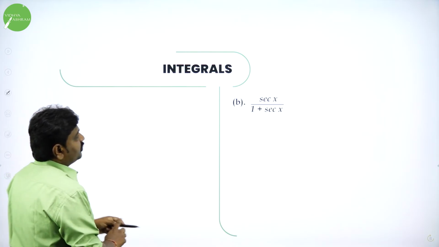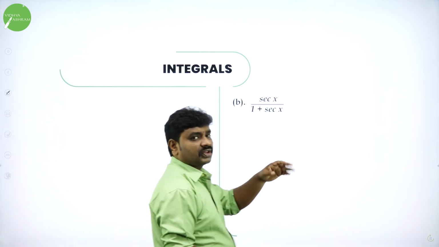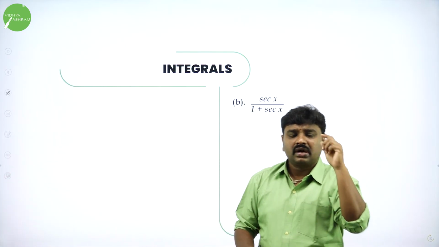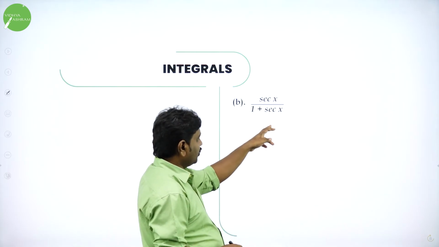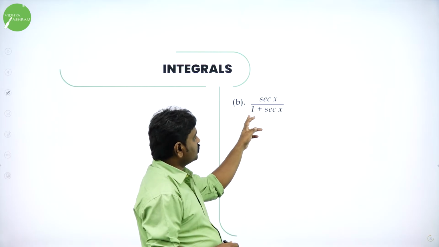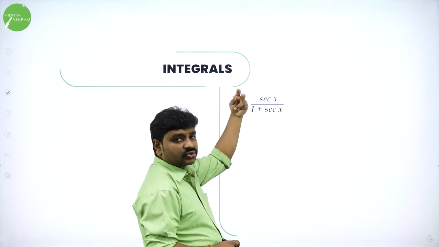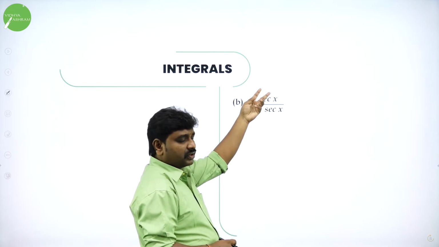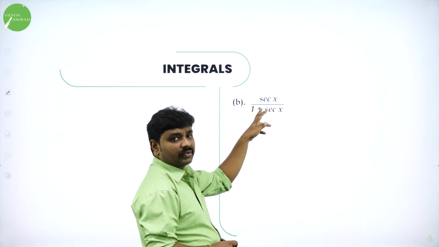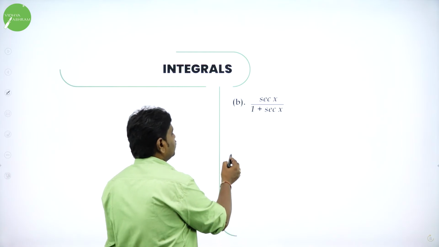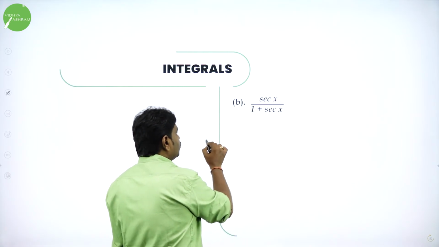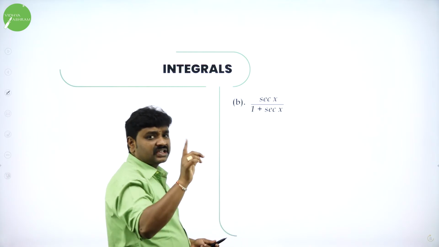Next, we have secant x by 1 plus secant x. Again, you can rationalize this or convert secant as 1 by cos. If I write this as 1 by cos, the denominator will become cos square x plus 1 and cos square goes up. So like that, cos cancels. So 1 by cos square x plus 1, simplify or rationalize, anything fine. So like the last problem, you can derive this by rationalizing.